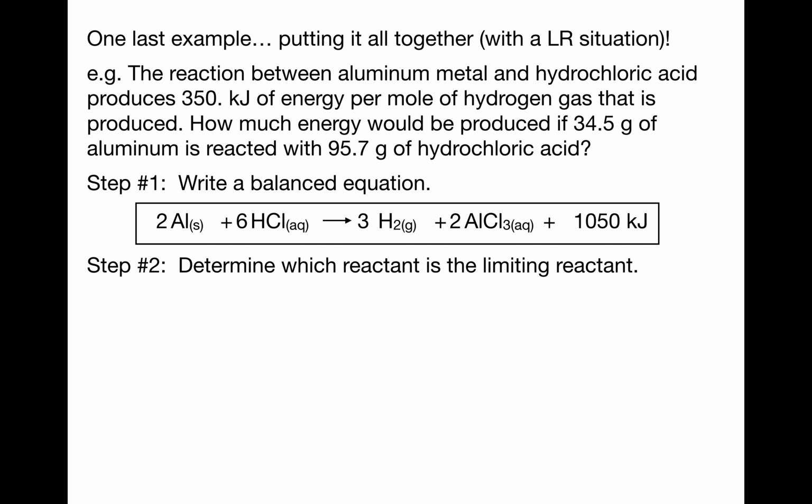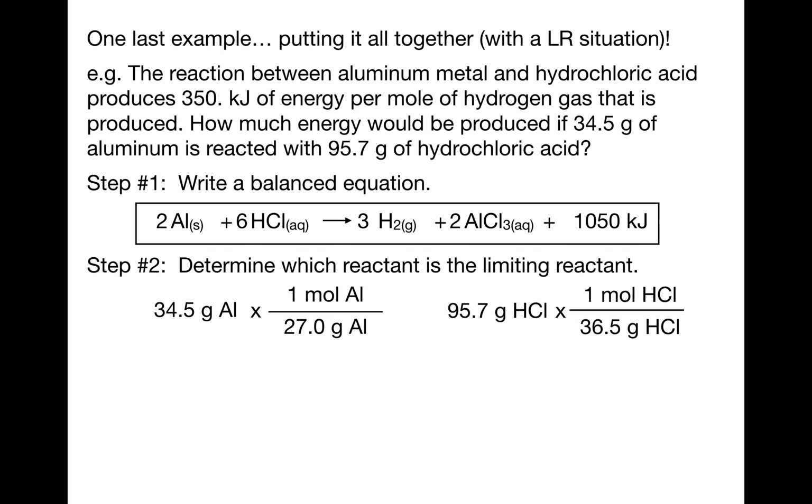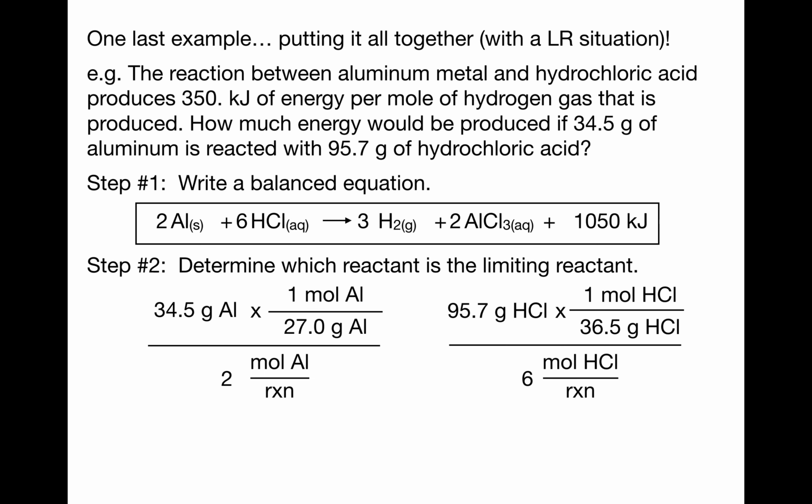Step 2 is going to be to determine which reactant is the limiting reactant. That will require us to go through a series of steps, the first of which is turning the grams that we're given for aluminum and for hydrochloric acid into moles. In both cases, we're going to divide by the molar mass of the substance. That alone is not enough to tell us which one's the limiting reactant. We're also going to have to then factor in the coefficients that each of those substances have in the balanced equation. Aluminum, of course, having a 2 and hydrochloric acid having a 6.